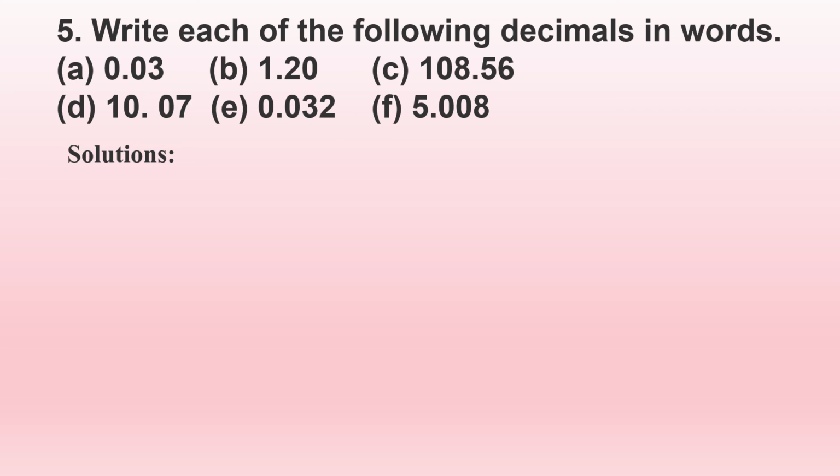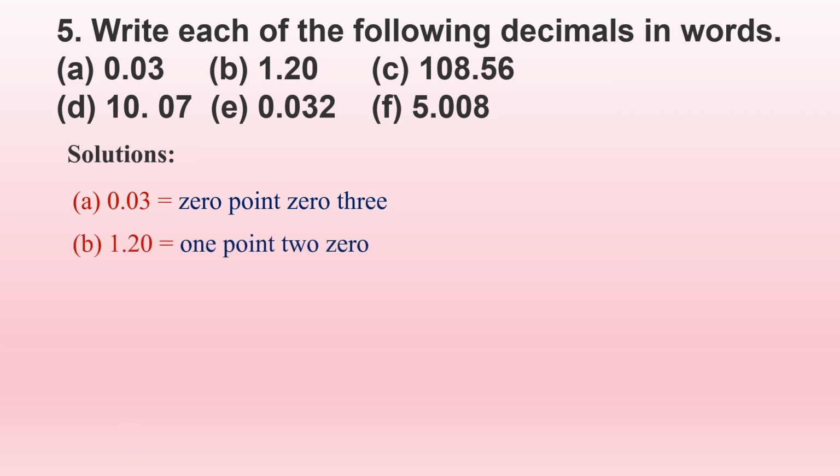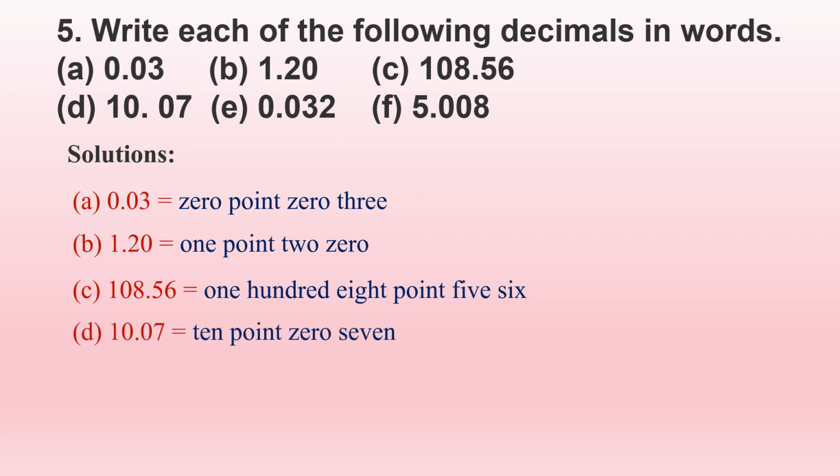Write each of the following decimals in words. First one 0.03, second one 1.20, third one 108.56. Don't write 56 as fraction 5/10. So we should write fifty-six. D: 10.07. E: 0.032. F: 5.008.